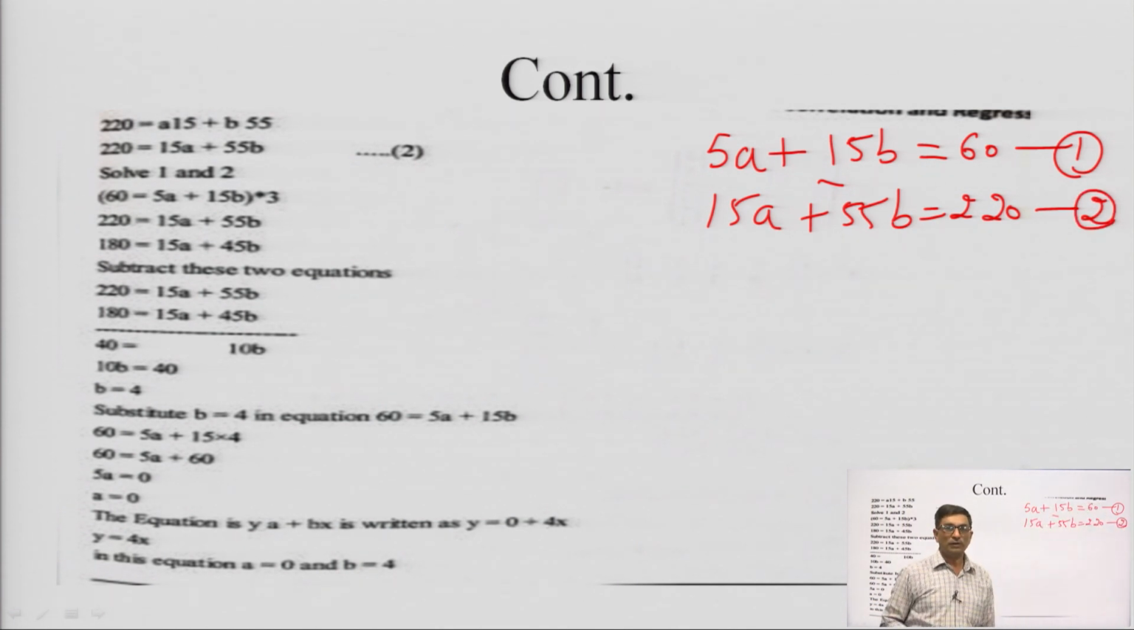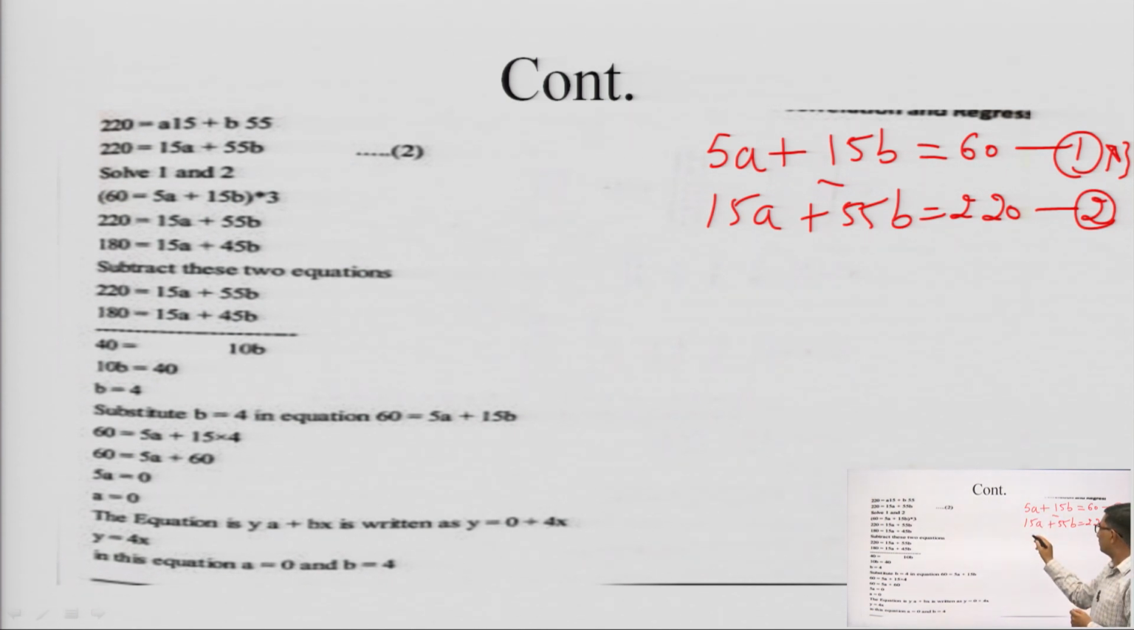These are the two linear simultaneous equations, and we want to find the values of a and b by solving them. To solve equations 1 and 2, we first equate the coefficient of a by multiplying equation 1 by 3. So it becomes 3 times 5 is 15a plus 45b equal to 3 times 6 is 18, 180.